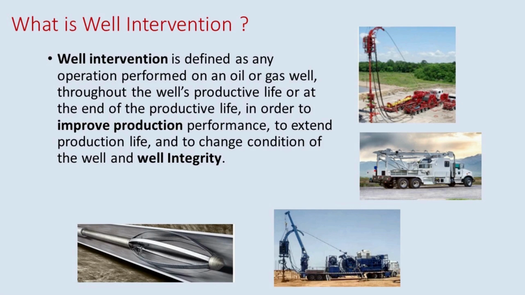We intervene for three main reasons. To improve production performance. Maybe the flow is dropping, and we need to clean something out. To extend the production life. We want that well to produce oil or gas for as long as possible. To change the condition of the well and well integrity. This means making sure the well's physical structure is safe and functional. The key technical takeaway here is the difference between drilling and intervention. Drilling is creating the hole. Intervention is working inside the existing pipes, or the tubing and casing.